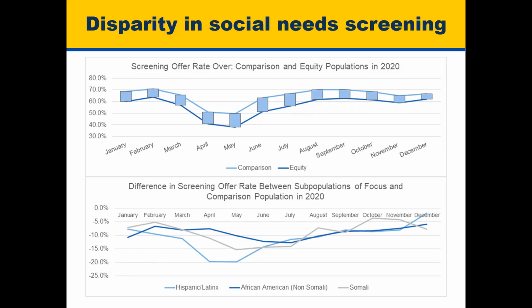So this slide on the top, the graph is going to show you in 2020, the difference there, the delta between our comparison and equity populations in screening. It's hard to see without getting the ruler out, but I would say we were at over 10% for a good third to almost a half of the year in 2020. And we started to see that disparity shrink a little bit, which I'll speak to in the next slide, come August.